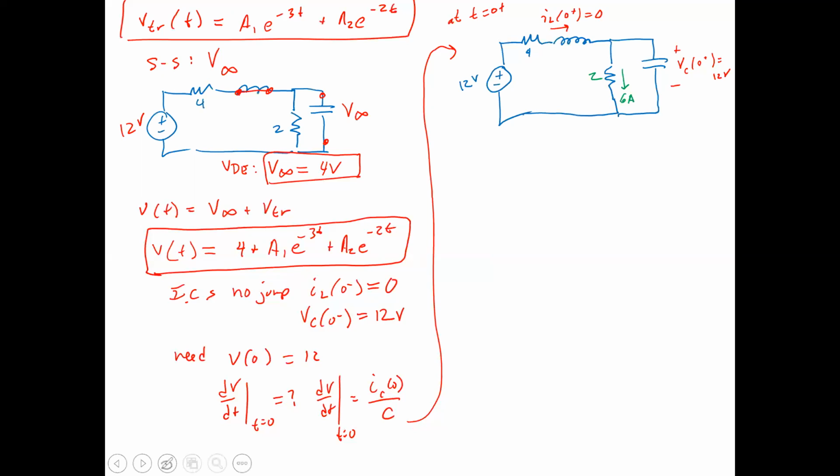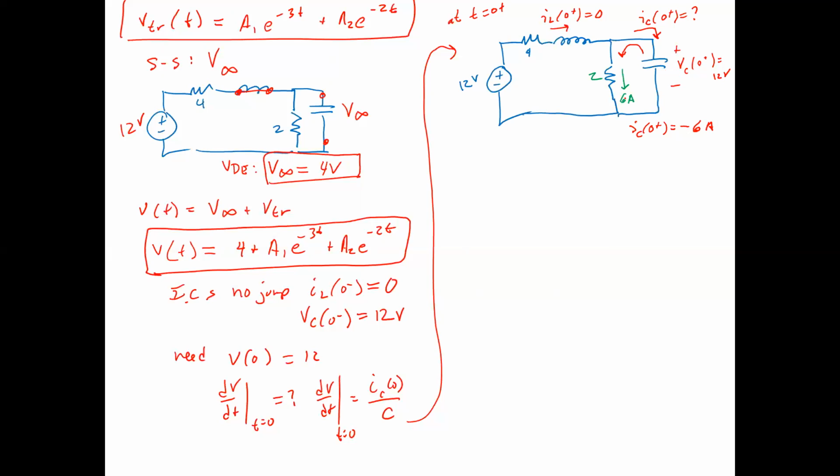And we need to find IC of 0 plus. And IC of 0 plus is going to equal minus 6 amps, because the inductor is not going to be accepting any current, and the resistor is going to have 6 amps going through it because the capacitor is at 12 volts. So the capacitor has to be dumping out current. The capacitor has to be dumping out the current that's providing the resistor 6 amps.